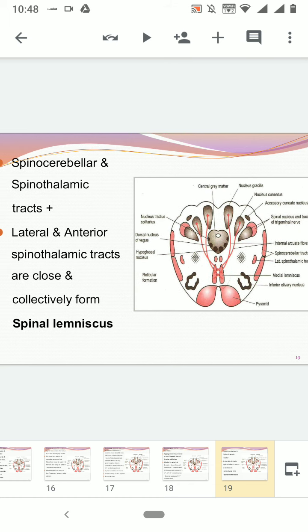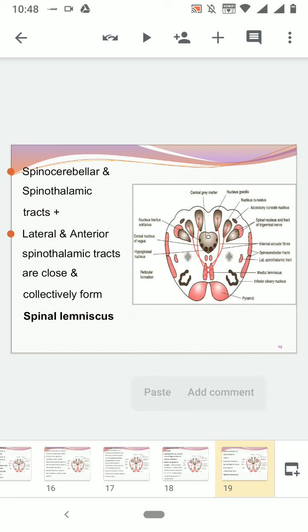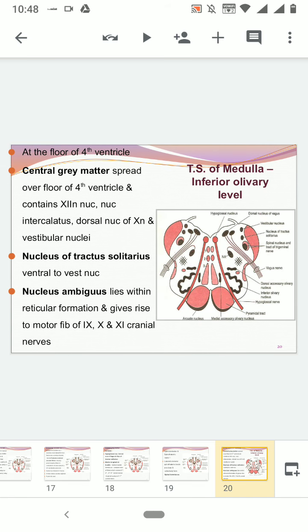touch, all these things. So these are now going to collectively form a lemniscus, which is the lateral and the anterior spinothalamic tracts, which carry pain, temperature, crude touch, and this kind of sensations. They will form collectively one white matter bundle, which is called the spinal lemniscus. So that we will see in the later sections also.